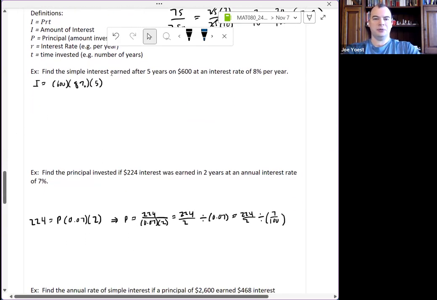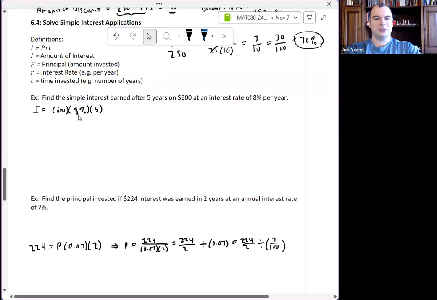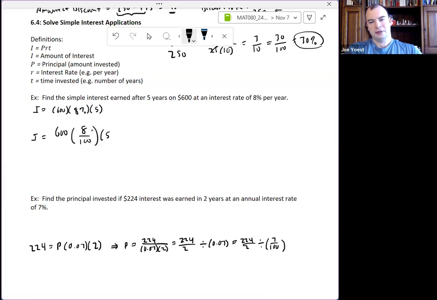Okay, so the next one, find the simple interest earned after 5 years on $600 at an interest rate of 8% per year. This is a straightforward application of the simple interest formula, I equals PRT. So principal times rate times time. So we have 600 times 8% is 8 over 100 times 5. And I see the factor of 100 divides out with the factor of 100 in the 600, giving me 6 times 8 times 5.